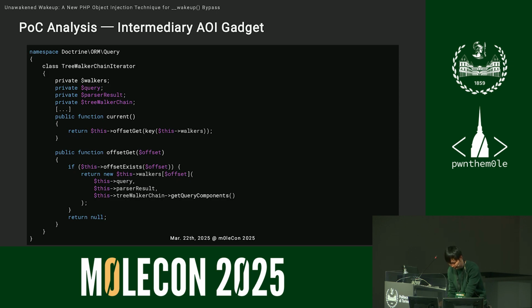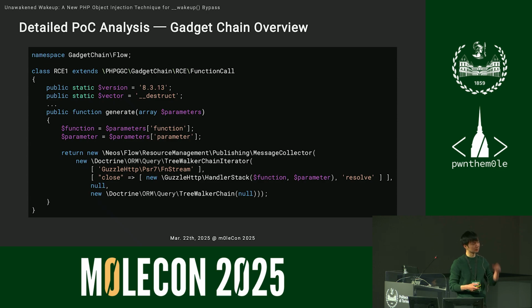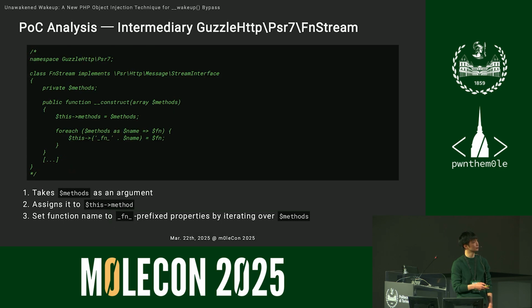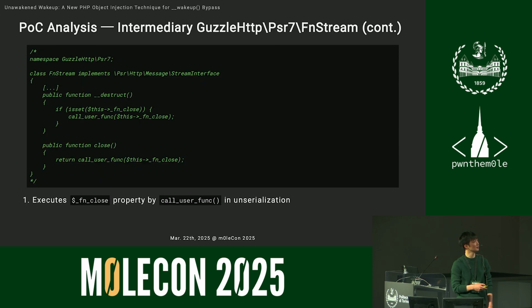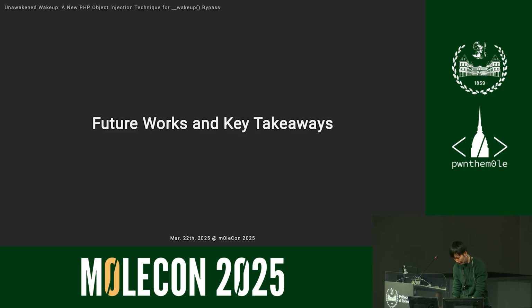Yeah, this is over. And the remaining part is almost the same as Guzzle RCE1, but I passed the class name FnStream as string, so there is no need to declare the class in PHPGGC. So commented. Yeah.